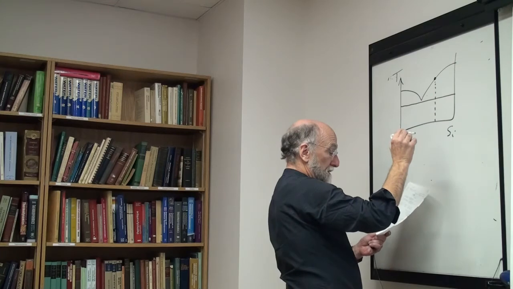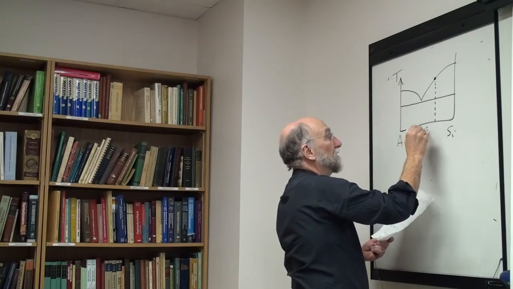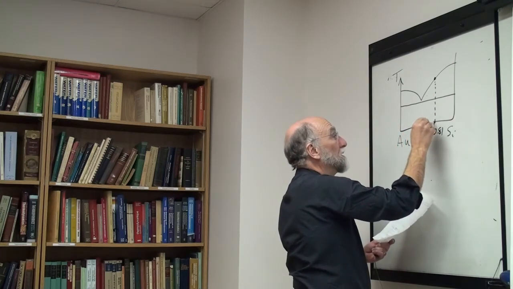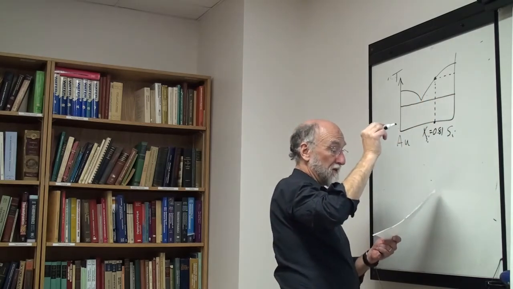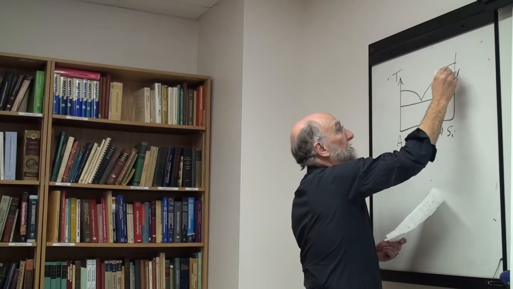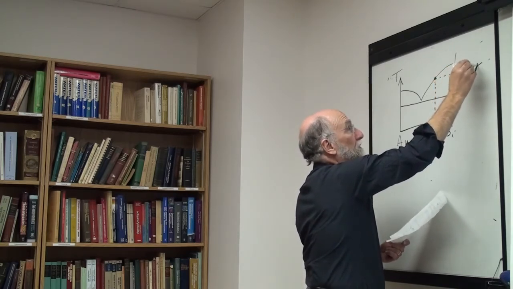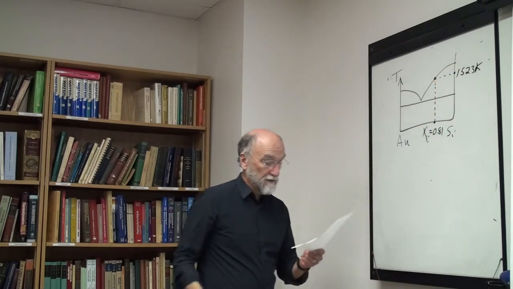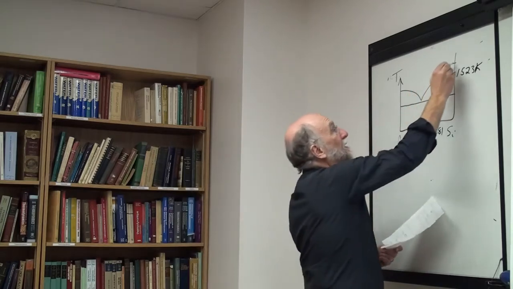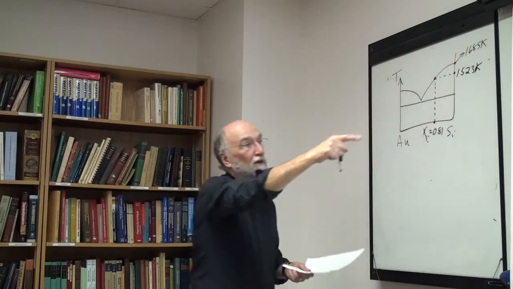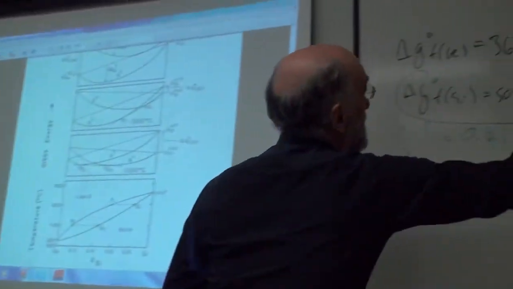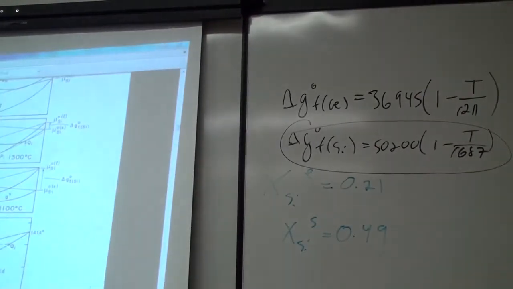At mole fraction of silicon equals 0.81, the liquidus temperature has been measured as 1523 Kelvin. And of course here the melting point is 1685 Kelvin. It's the same silicon as over here, so the Gibbs energy of fusion of silicon is still equal to that.